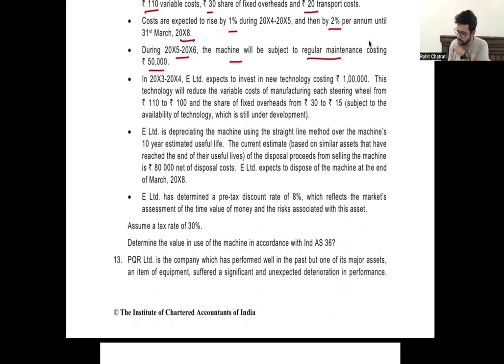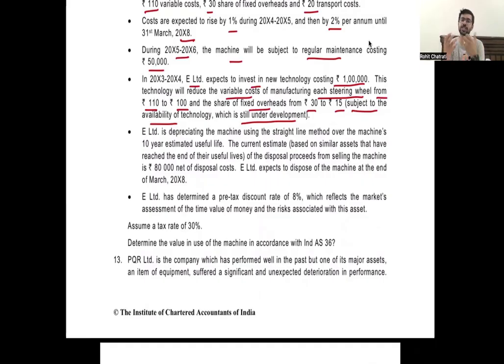In 2013-14, E Limited expects to invest in a new technology which costs rupees 1 lakh. This technology will reduce variable costs of each steering wheel from 110 to rupees 100, and the share of fixed overheads will reduce from 30 to 15. Additional information given in the bracket is that this is subject to the availability of technology, and this technology is still under development. If this development is successful, the variable cost will reduce from 110 to 100, and fixed costs will reduce from 30 per unit to 15 per unit.